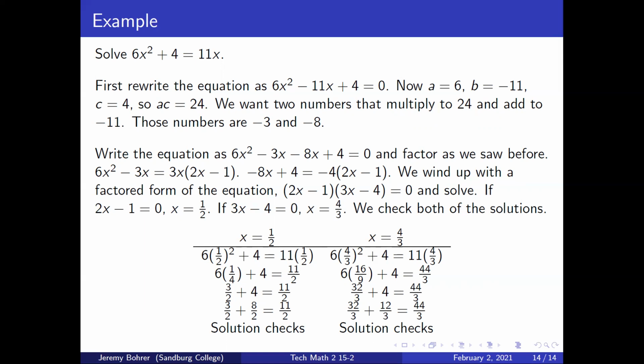The solution checks. If x equals 4/3, 6 times 4/3 squared plus 4 equals 11 times 4/3. 6 times 16/9 plus 4 equals 44/3. That's 32/3 plus 4 equals 44/3. 32/3 plus 12/3 equals 44/3. The solution checks.